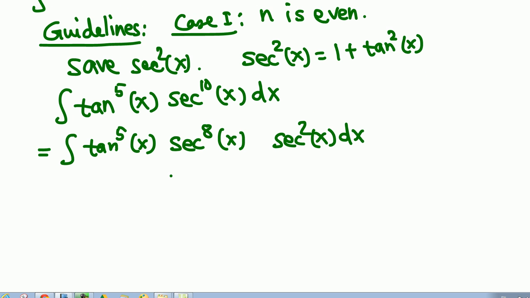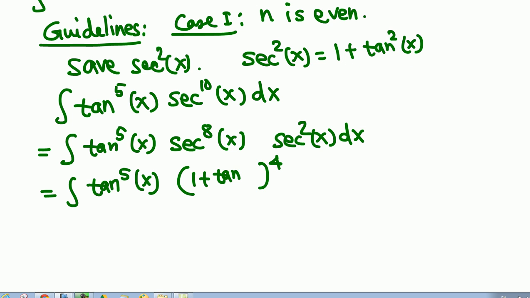We are trying to change this secant in terms of tangent using this formula. The next step, that's tangent to the 5th x. Secant 8th is secant square to the 4th. Secant square to the 4th, and secant square is 1 plus tangent square. So 1 plus tangent square to the 4th. This is secant square to the 4th. Okay, and remaining secant square x dx.